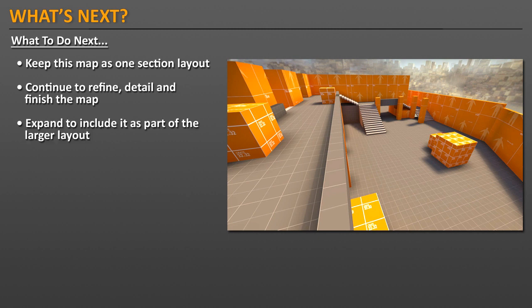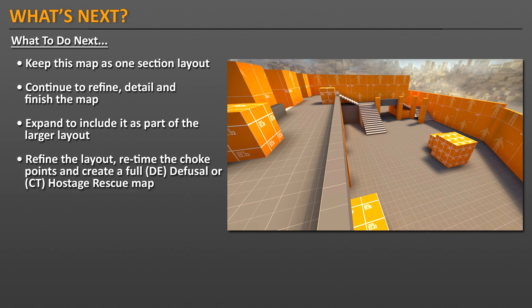Your second option is to expand to include this section as part of a larger layout. So this could be just A site. You would then introduce B site and combine A and B together. You would have to refine the layout and retime the choke points from each spawn position and create a full defusal or hostage rescue map. This will take a lot more time and effort to implement, but you are at a very good starting position because you already have one section done and you know that this section is fun to play.